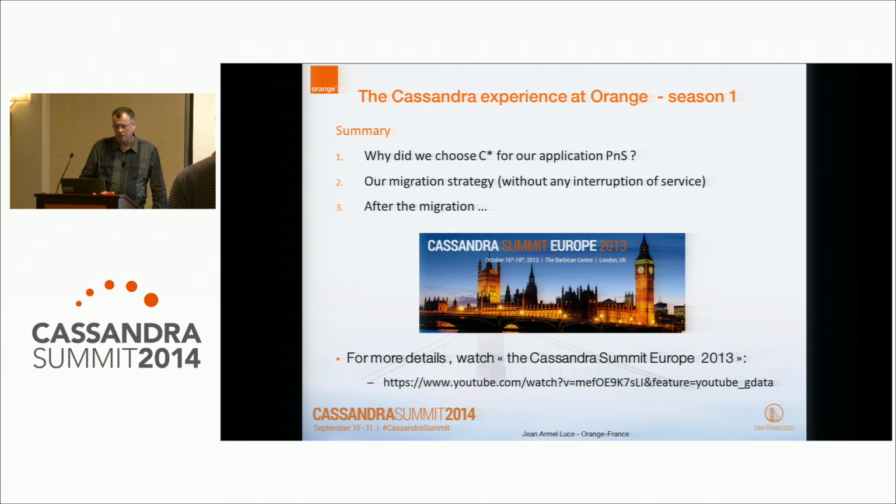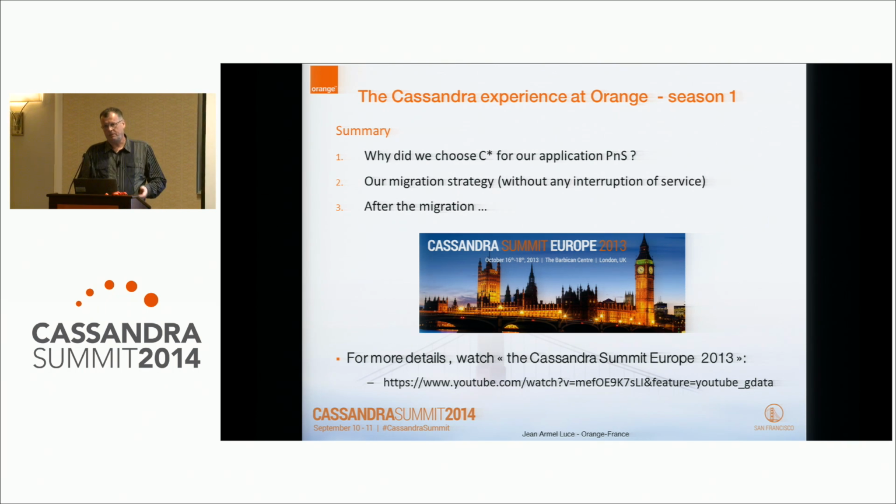The short story now: we have a linear scalability for our application, we have a robust database, and we also have very low response time, so very good performances.